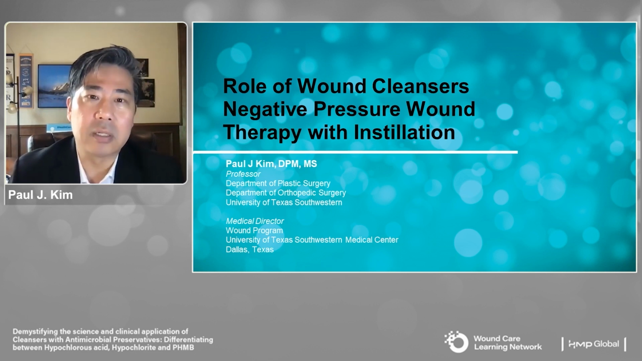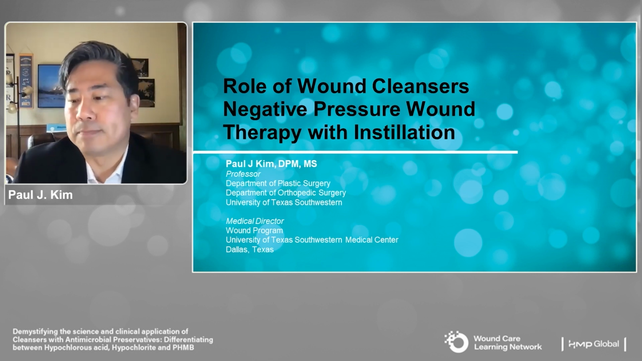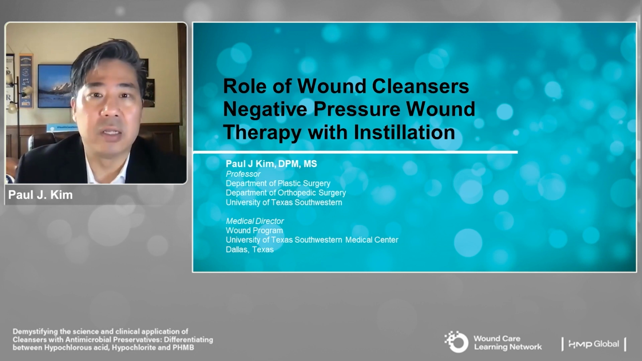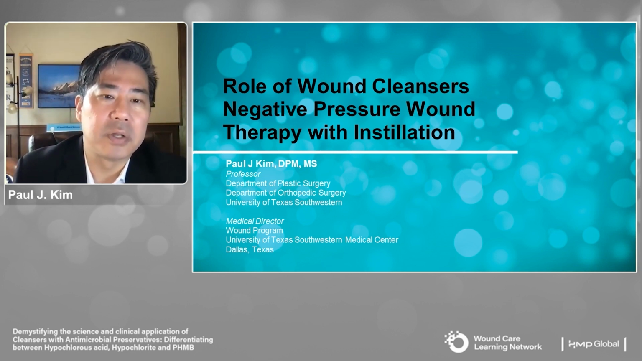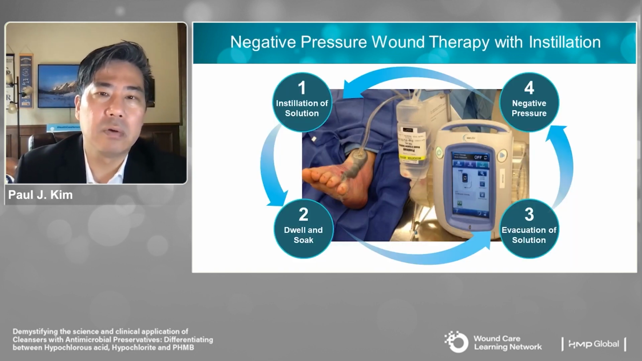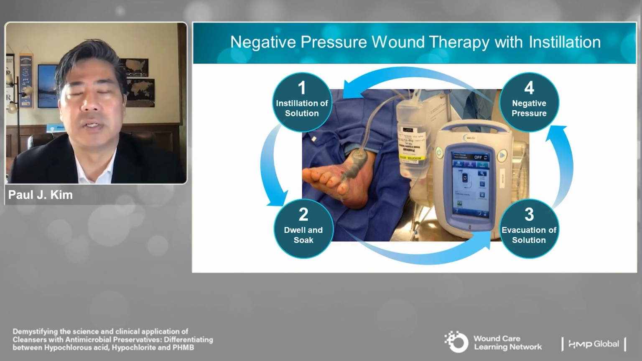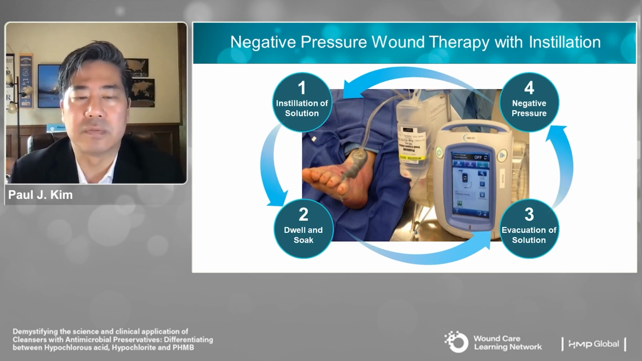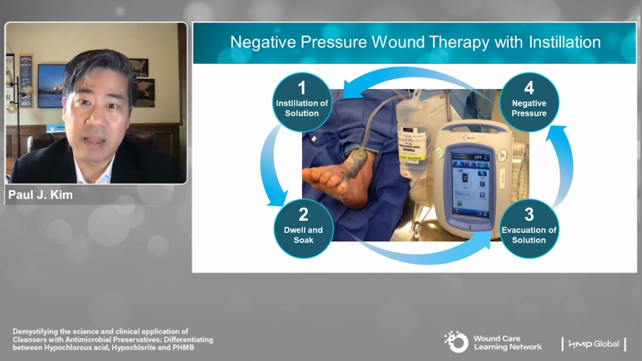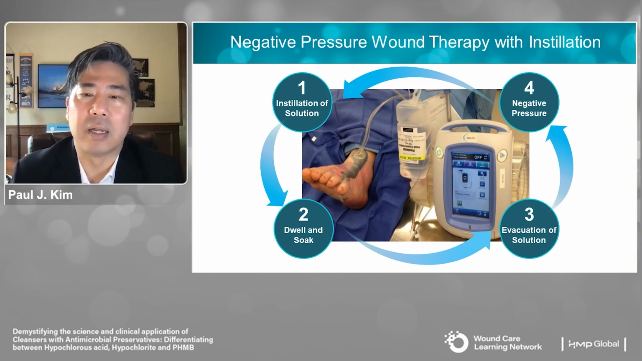So I started to look into the literature about Bosch solution and trying to examine its properties and seeing if that's a better irrigant, if you will, with instillation therapy. If you don't know what negative pressure wound therapy with instillation is, essentially you instill a solution on the surface of the wound. It dwells and soaks for a period of time. Then it's evacuated, and then negative pressure is applied.